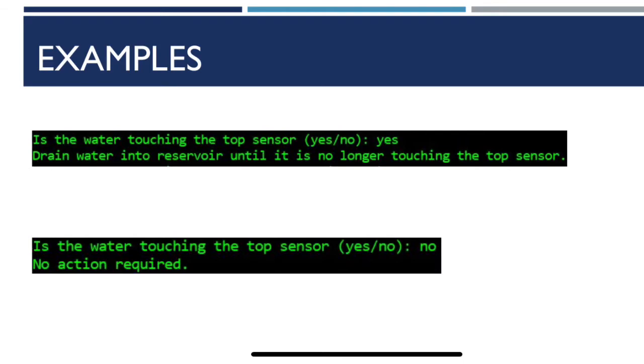So the program would check a few basic things. It would first check if the water is touching the top sensor. If it is, it would drain water from the arroyo into the reservoir until it's back at a safe level. If the water is not touching the top sensor, then no action is required.